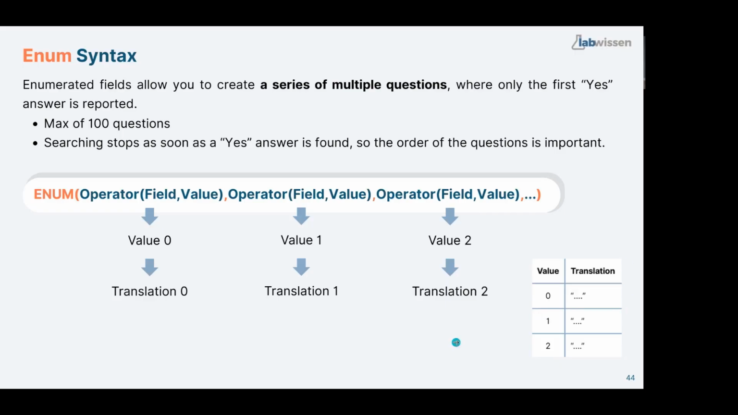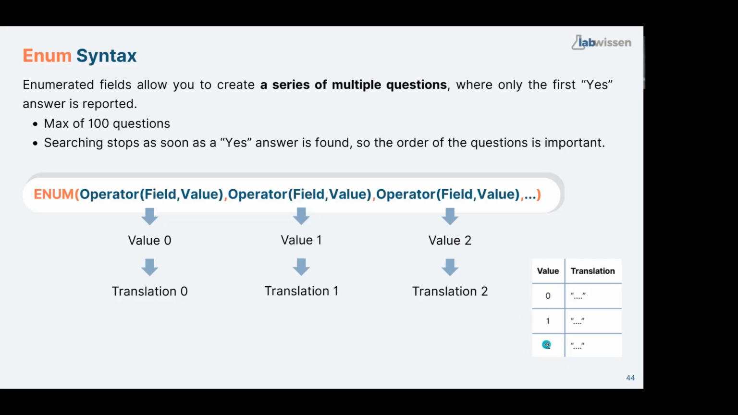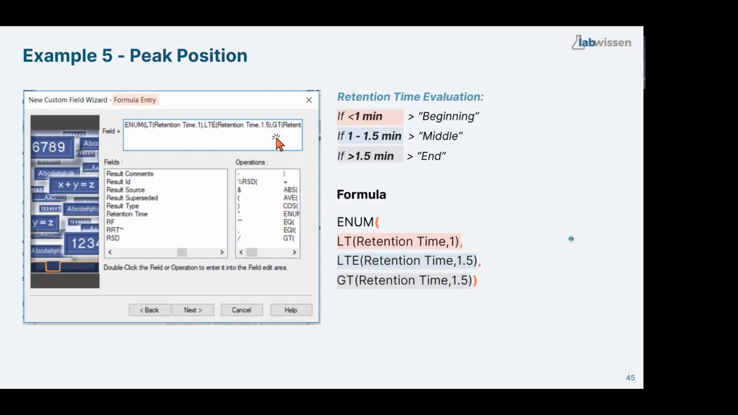So Empower understands how many questions you have, and it will give you correspondingly these values. It starts with 0, a bit confusing. So I have 3 questions, but I have values up to 2, from 0 to 2. And here I just write my text, so what I want to be the output. So that's how it looks in our example.